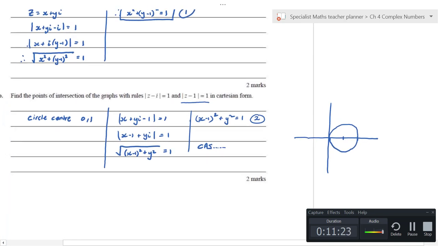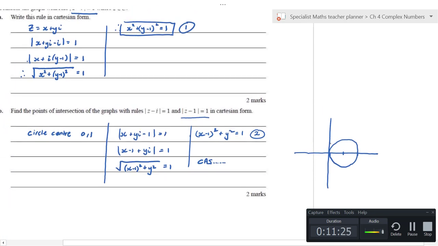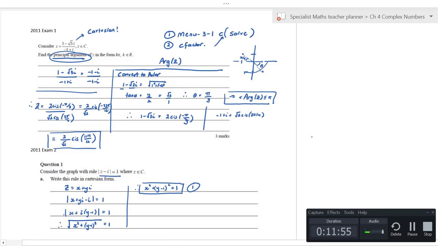And then we've got a circle which is centered at 0, 1, and it's going to go to there, and it's going to sort of go across like so. You can probably see where the intersections are without even getting your calculator out, but I wouldn't advise that. I would go straight to the calculator.